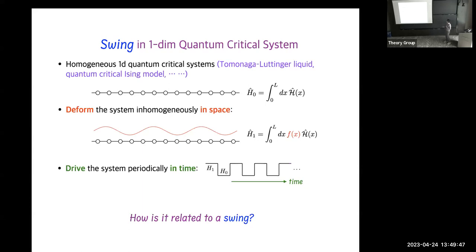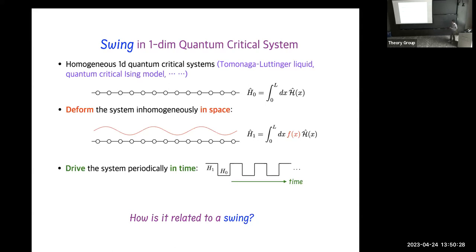Next, we will do the driving. What we mean by driving the system periodically in time is this. We will imagine we start from some initial state. Then we will use Hamiltonian H1 for some time evolution, and then we switch Hamiltonian H1 to H0 for another finite time. Then we repeat this procedure in time. Okay, this is what we mean by driving the system periodically in time. Okay, but the question is, how is this setup related to swing?